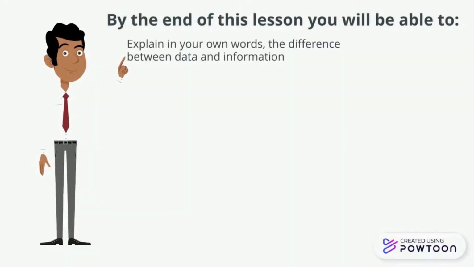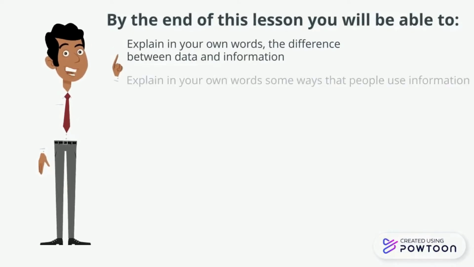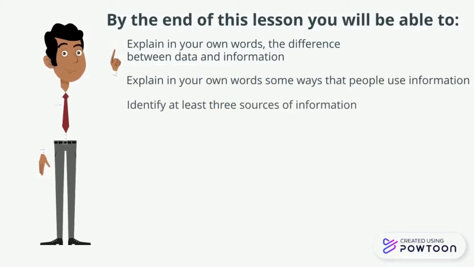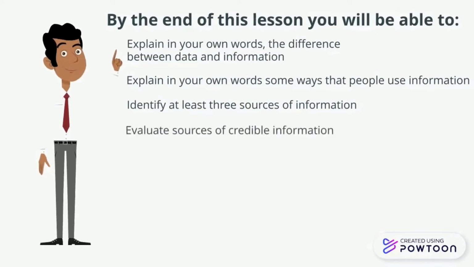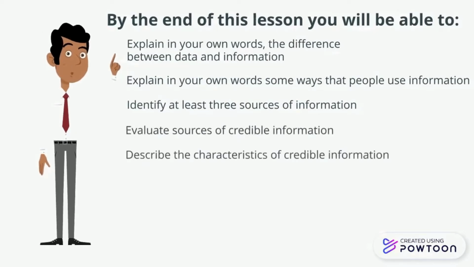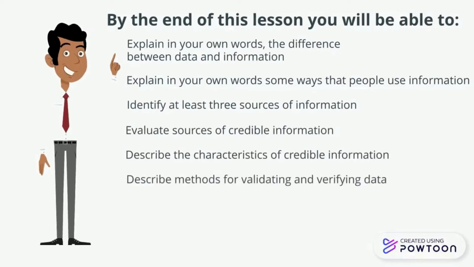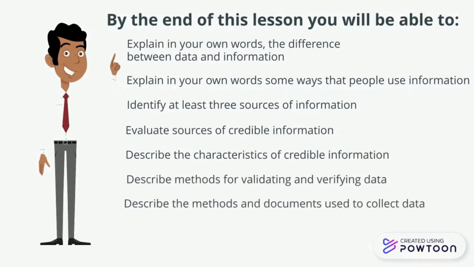By the end of this lesson, you will be able to explain in your own words the difference between data and information. Explain in your own words some ways that people use information. Identify at least 3 sources of information. Evaluate sources of credible information. Describe characteristics of credible information. Describe methods for validating and verifying data. And finally, describe the methods and documents used to collect data.